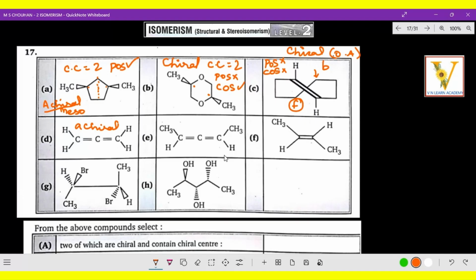So that means this is also even cumulene. And here, even cumulene. See, this is even cumulene. And the POS, POS is present or not? Yes, POS is present. So it's achiral, and the POS is present. And what is it? Plane of symmetry. POS is present.